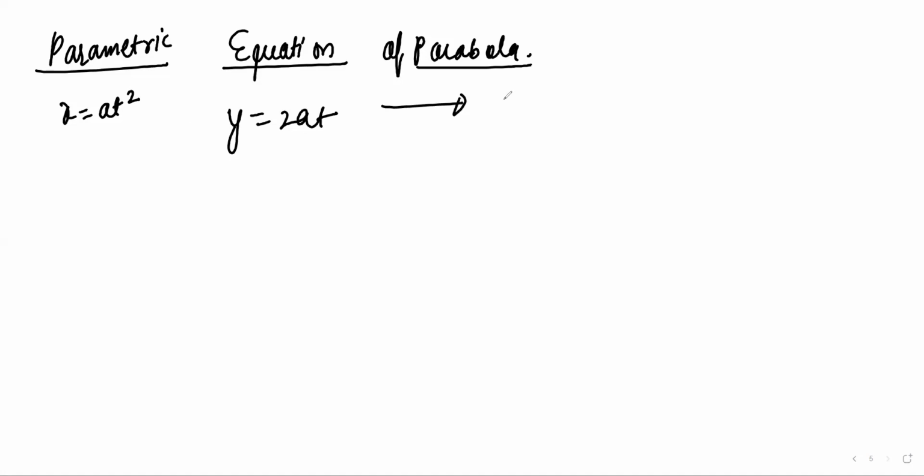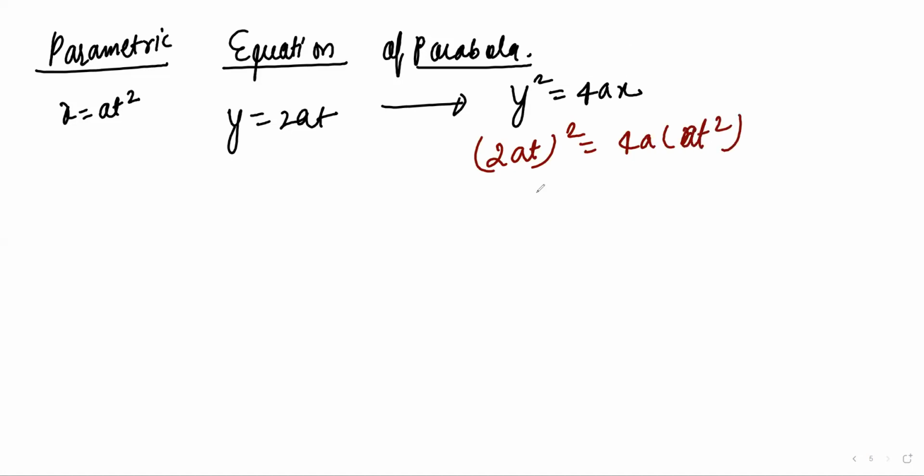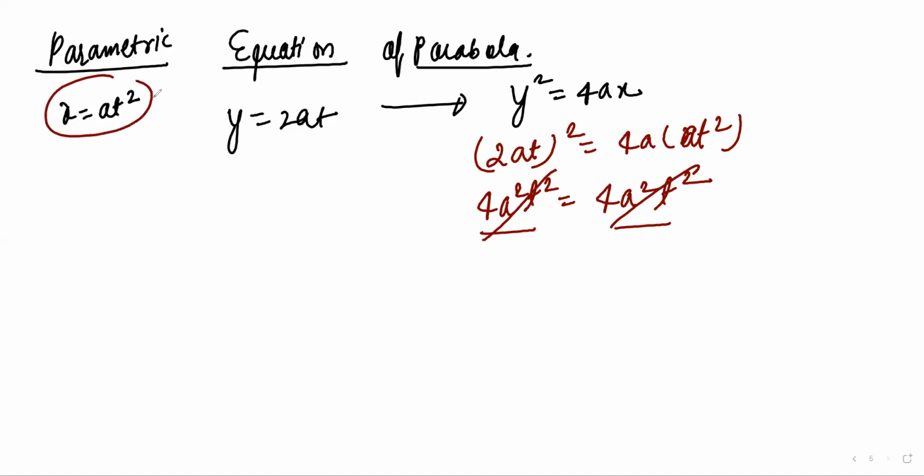So we have taken these 2 points. Our equation is y square equal to 4ax. So put here y square, it is (2at) whole square, equal to 4a times x, and x is nothing but at square. So it is 4a square t square equal to 4a square t square. You can observe both sides are equal, right? So it means this satisfies our equation of parabola.